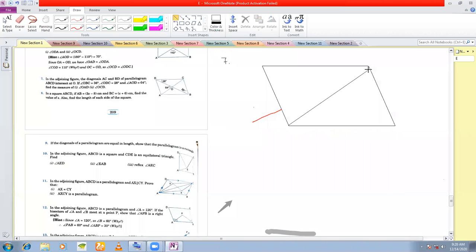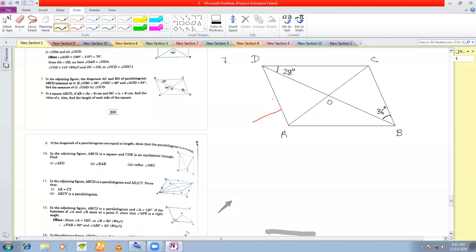You have a parallelogram ABCD, you have these diagonals. Diagonals AC and BD of the parallelogram intersect at O. Point O is given. Angle OBC is 36. This is 36. ODC is 28. This is 28. This is given.